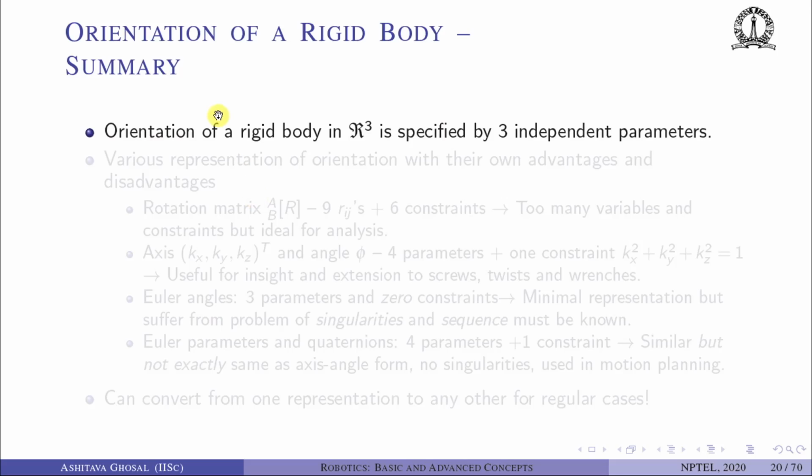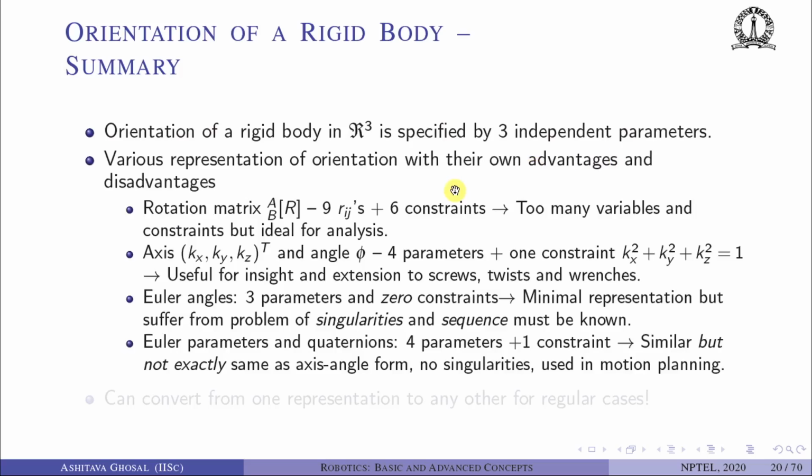So in summary, the orientation of a rigid body is specified by three independent parameters in 3D space. There are various representations of orientation with their own advantages and disadvantages. The rotation matrix A_B R contains 9 r_ij's plus 6 constraints. So it is not really useful to carry along 9 variables and 6 constraints for any computation work, but it is ideal for analysis.